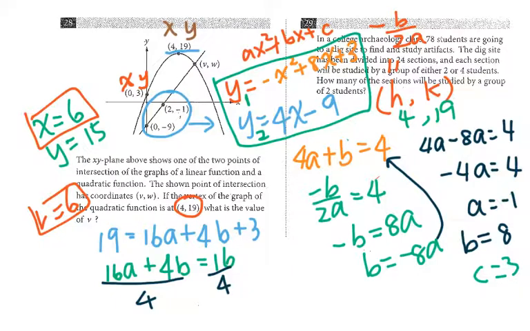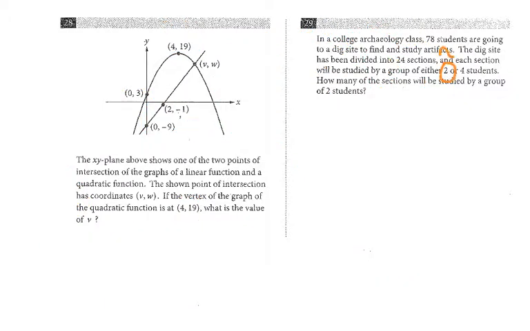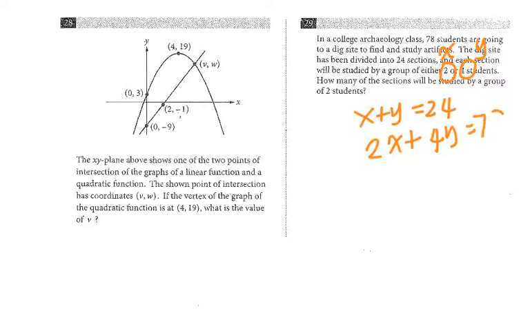For number 29, you will set up a system of equations for that. I say for 2 will be x, and for students, that group will be y. So x plus y, you will get 24. Then 2x plus 4y, you will set up 78.